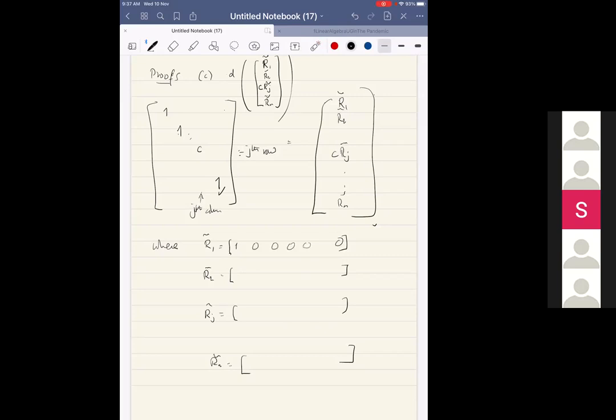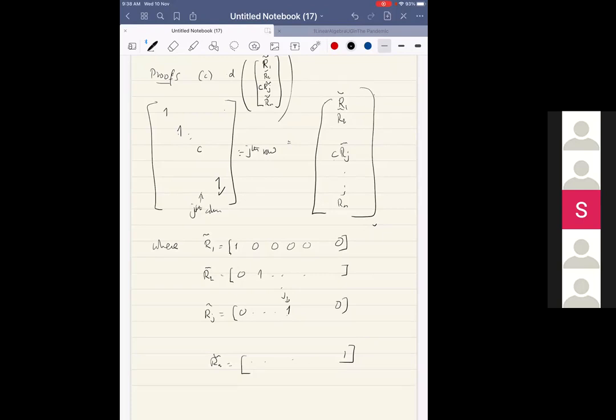And what about R2 tilde? 0, 1, and then all zeros. Exactly. And Rj tilde should have 1 in the jth place. Is this clear? Remember, I am multiplying Rj tilde by C. That is why I can take Rj tilde to be, again, just 1 in the jth place. Shakti, is it okay?